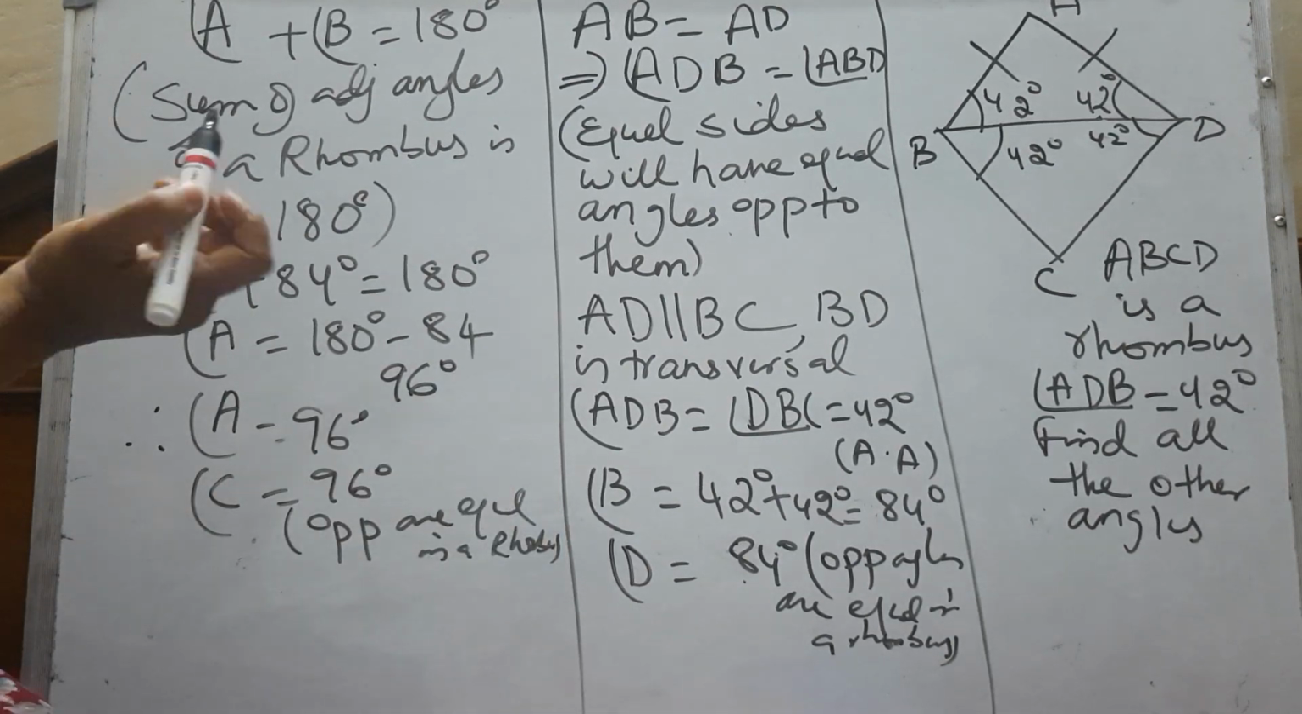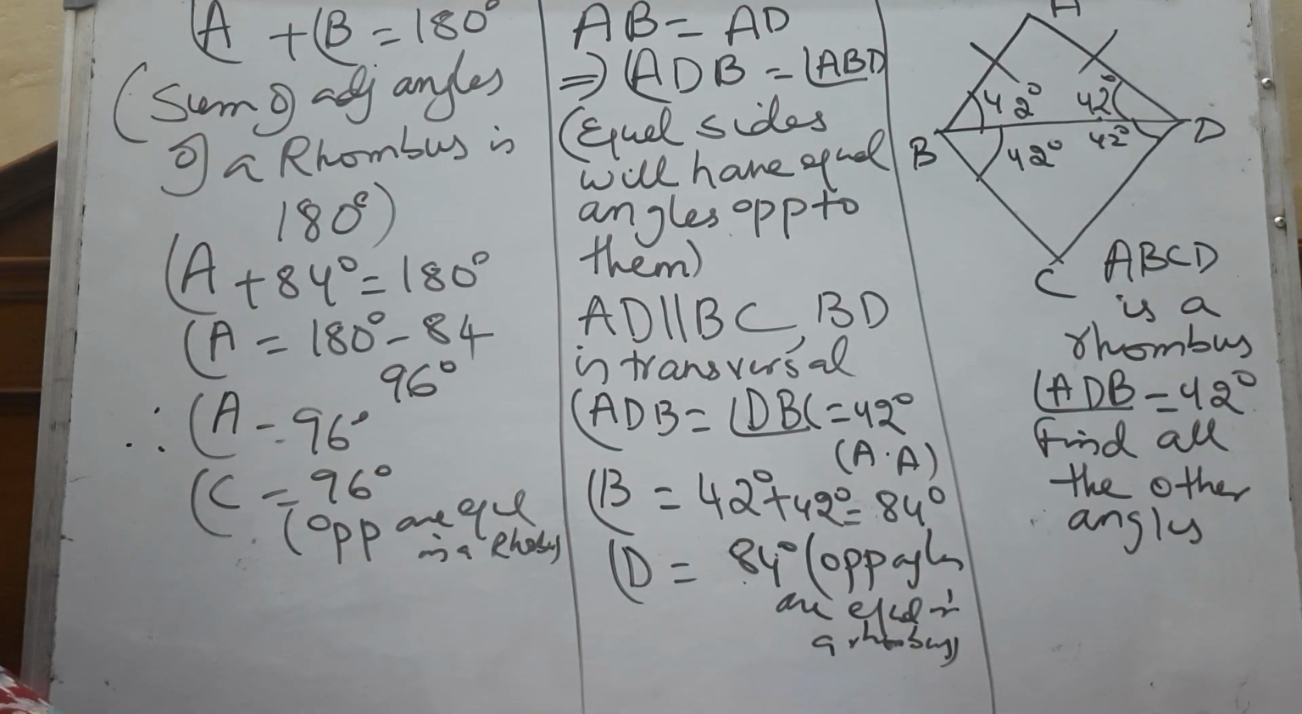So now angle A is equal to 96, angle C is equal to 96, angle B is equal to 84 and angle D is also equal to 84.